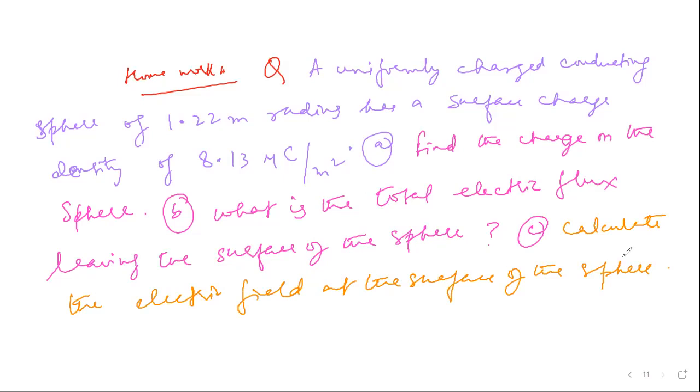A uniformly charged conducting sphere of 1.22 meter radius has a surface charge density of 8.31 microcoulomb per meter square. Part A, find the charge on the sphere. What is the total electric flux leaving the surface of the sphere? Calculate the electric field at the surface of the sphere. And you know 1 microcoulomb is 10⁻⁶ coulomb, right?